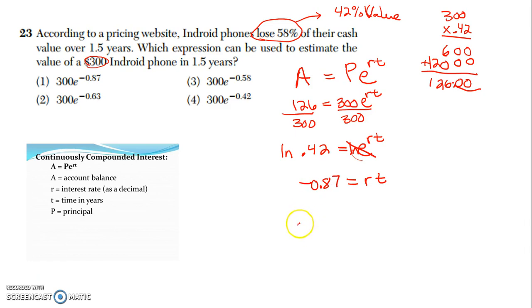So then your actual equation would be A equals 300, and it's going to cut me off at 15 minutes.